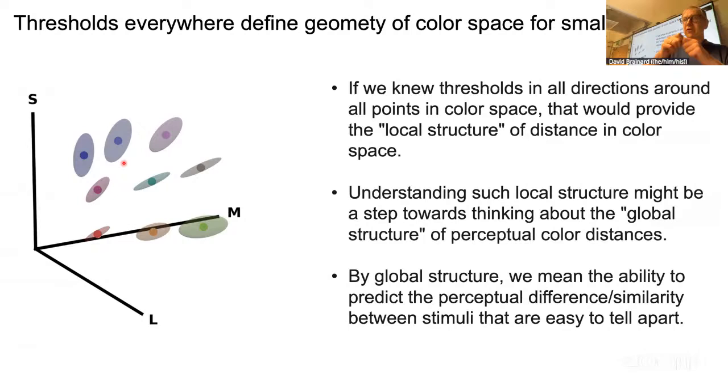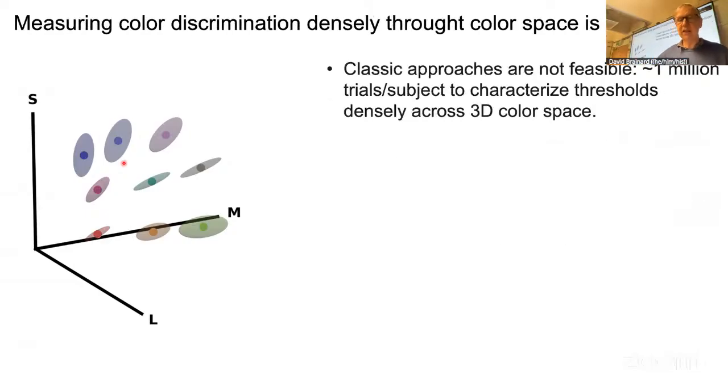You have a lot of references, you have a lot of directions around each reference, and so a lot of thresholds to be measured. And if you think about how long it would take to densely sample all possible references and all possible directions around them by classical psychophysical methods, it would be, I don't know, the heat death of the universe before you're done. It'll be about 1 million trials per subject. That's a lot of trials.